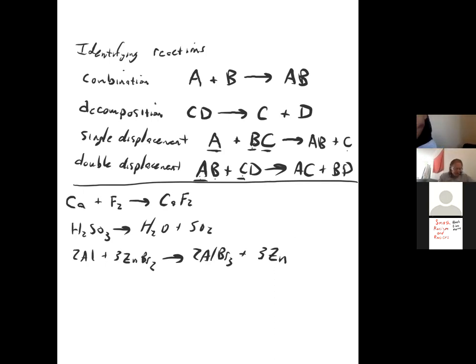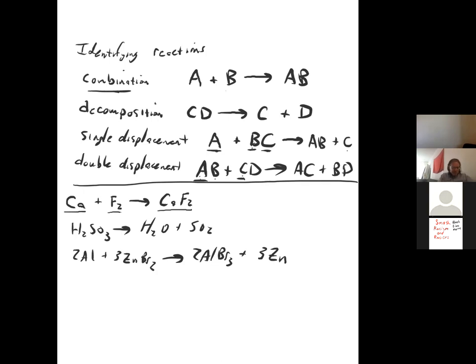Okay. So let's take a look at this one. Okay. So the first one is pretty straightforward. Take a look at it. You've got an element plus an element to form a compound. So you're taking something that's simple. It's reacting with something that's simple. Elements are simple, right? To form something complex, one product, a compound. So that's a combination, right?